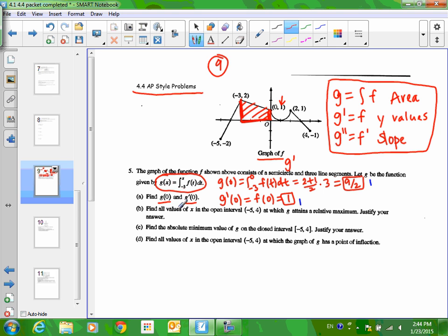Okay, look at part B. Find all the values of x in the open interval at which g attains a relative max. So I'm going to write here, g has a relative max at, and I'm going to leave a blank, and then, because it says justify your answer, I'm going to do the justification first. Does this sound familiar, writing our justifications first? That's how we did it before. So what would the justification be for g having a relative max?